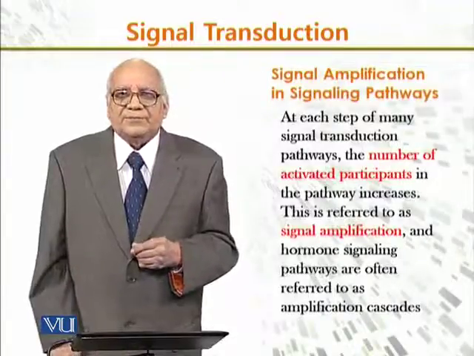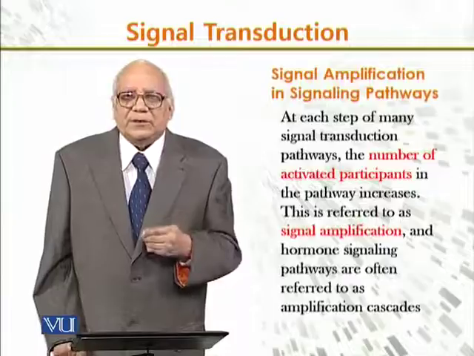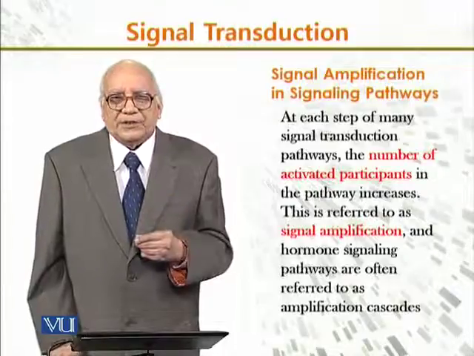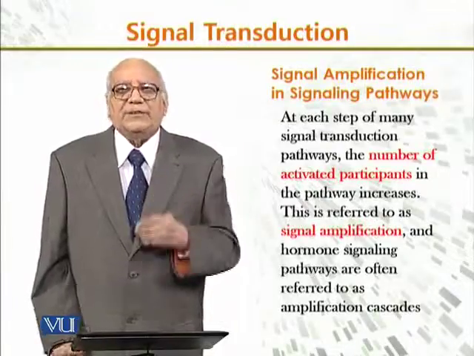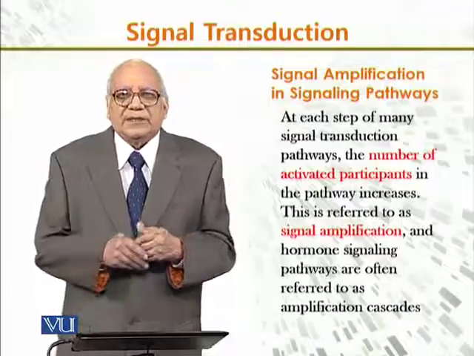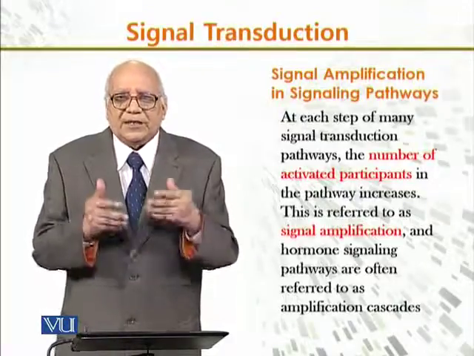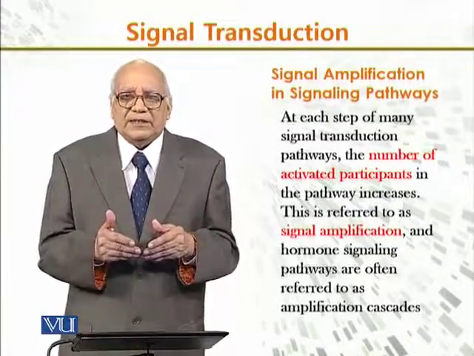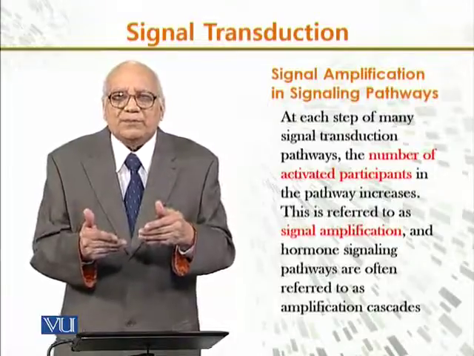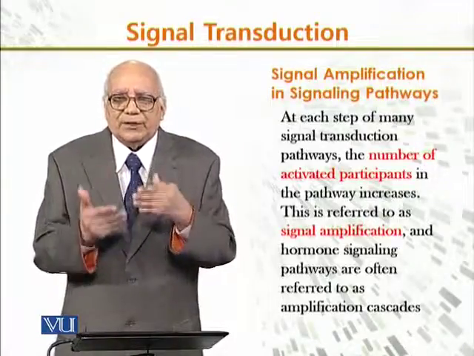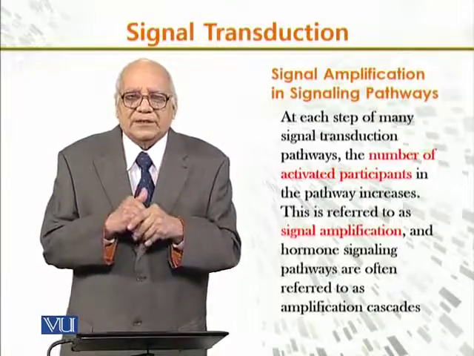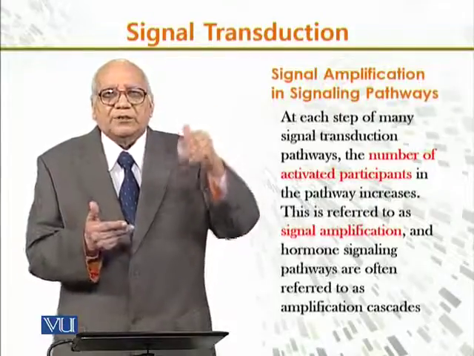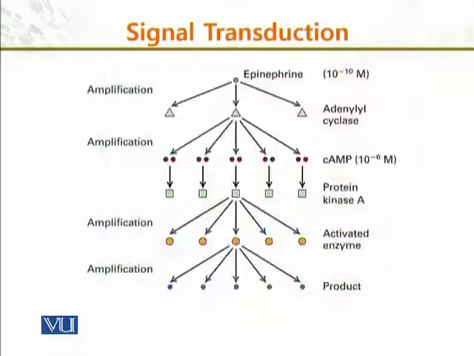Signal amplification pathways: there are two types of pathways. In one, the participant in the pathway increases. This is referred to as signal amplification, because in that pathway the signal increases. It may be a hormone, and the signal pathways are often referred to as amplification cascades, in that they amplify from one stage to the second, third, fourth, fifth, and so on.